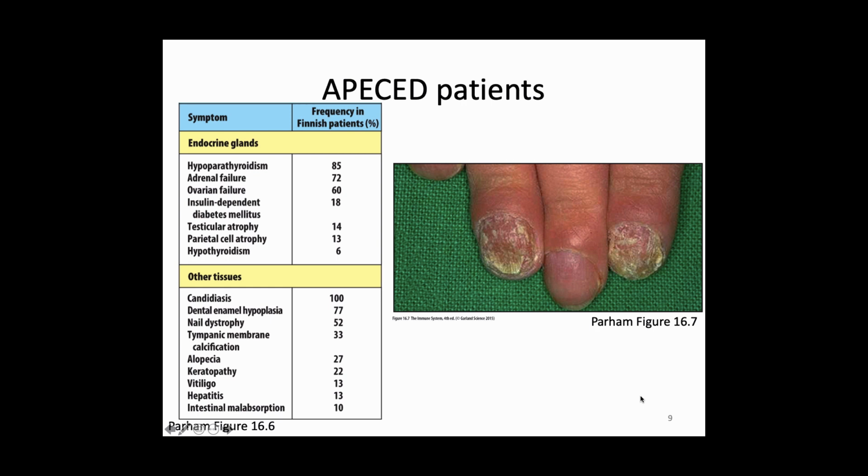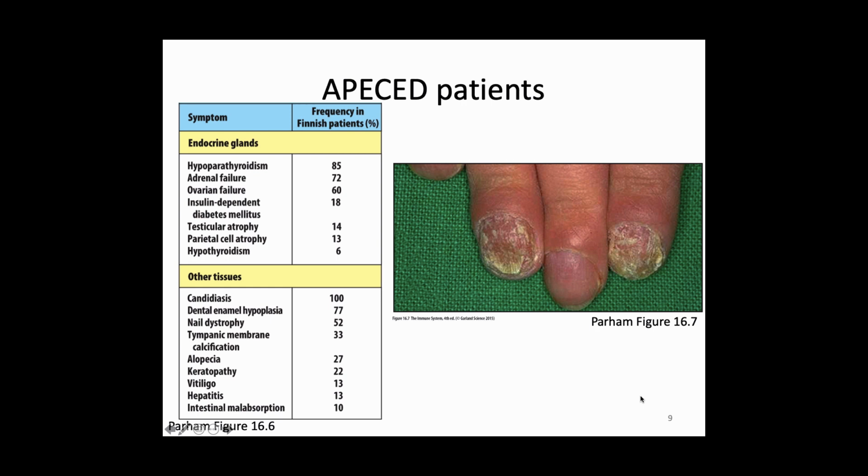You can see that the majority, 85%, have hypoparathyroidism. Many have adrenal failure. Many of the women have ovarian failure. Some will have diabetes. Some of the men will have testicular atrophy, and on and on. It's also been noted that all of them, 100%, have candidiasis, which is a recurrent yeast infection, and many of them have issues with their fingernails, nail dystrophy, which is shown here.